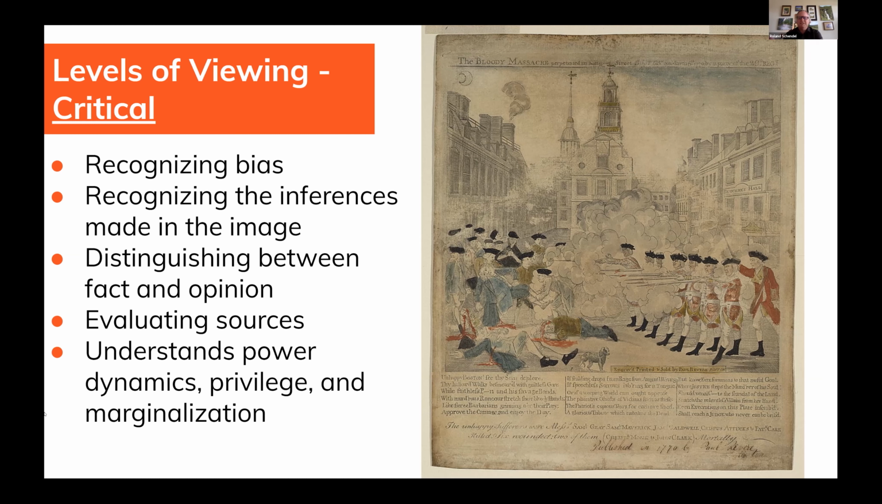So we've used this process with two different primary sources and walked through two different levels of viewing. Imagine using the same image and walking through both of these levels of viewing and helping students realize there are different ways to view the world around us, just like there are different ways to think about the world around us.